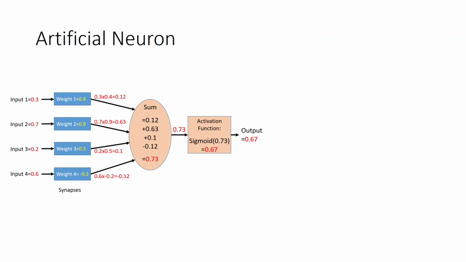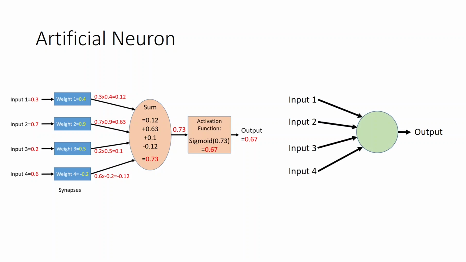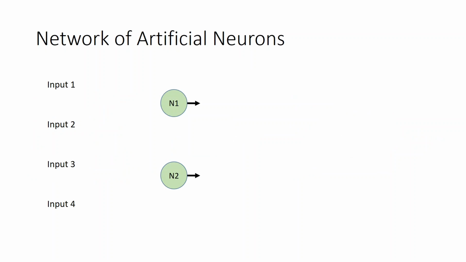We can take this complex diagram of a single artificial neuron and represent it in this form on the right, with the single circle. This allows us to represent a large collection of neurons more easily. We will now build up a network of these artificial neurons. Let's assume we have 4 inputs and 2 neurons labeled as N1 and N2.